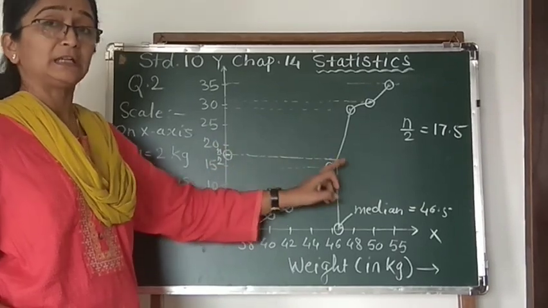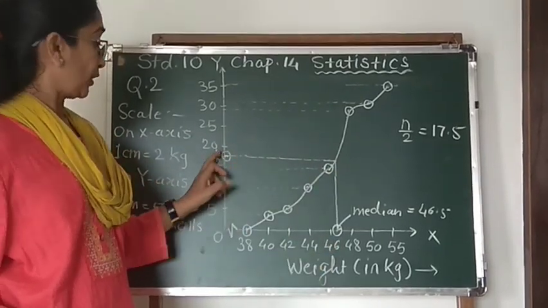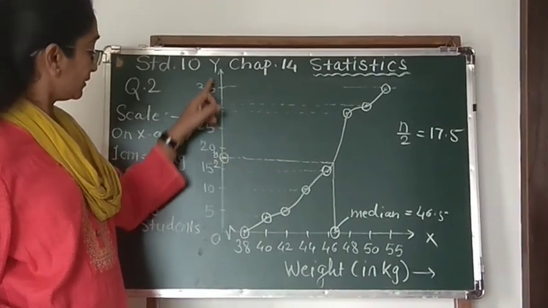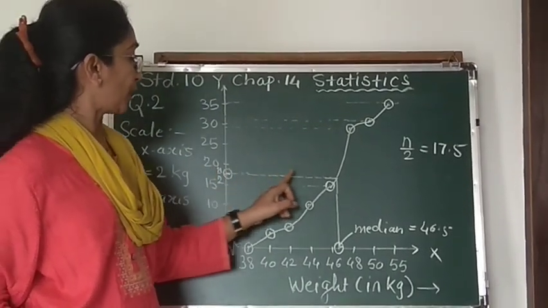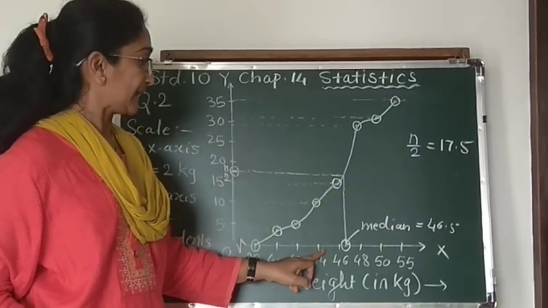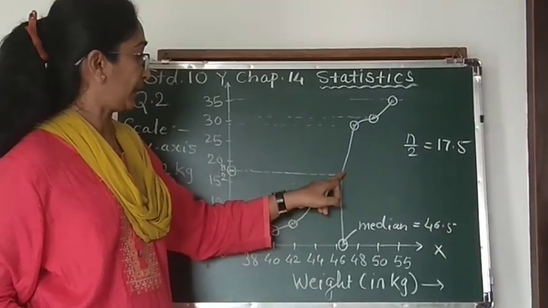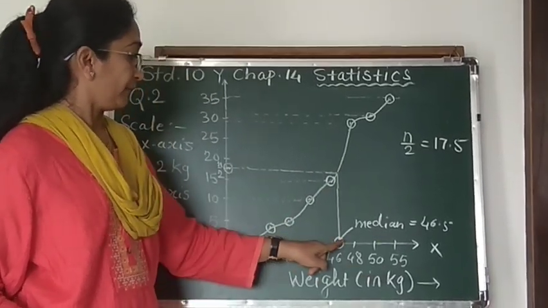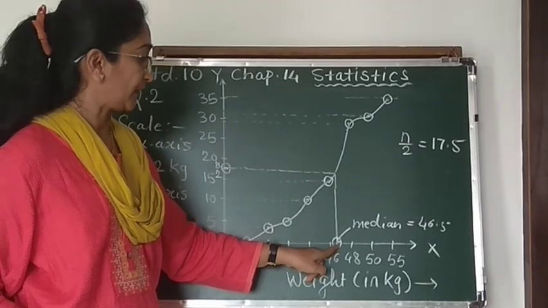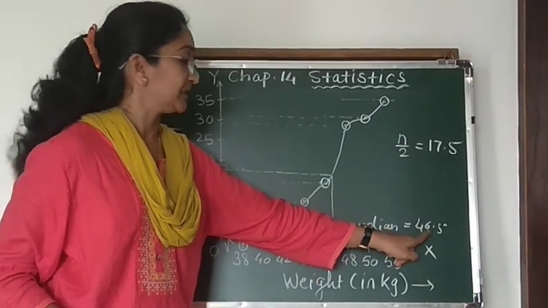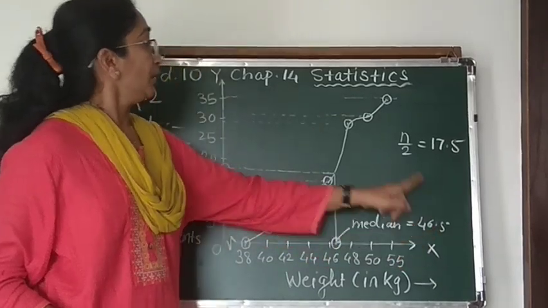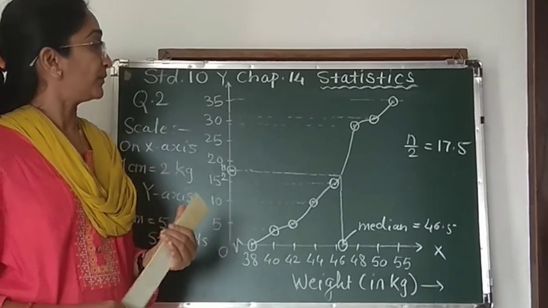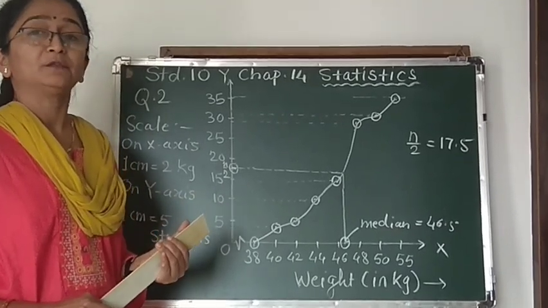That means you now know how to find the median from the graph. You understood that you have to find this n by 2 on the y-axis, and from that point draw a line parallel to the x-axis where it meets the graph line. From that point draw a perpendicular line to the x-axis. Where that line meets the x-axis, that point is your median. Here it is 46.5. Now all these three questions you have to complete in your graph book from exercise 14.4. Today we are going to stop here.